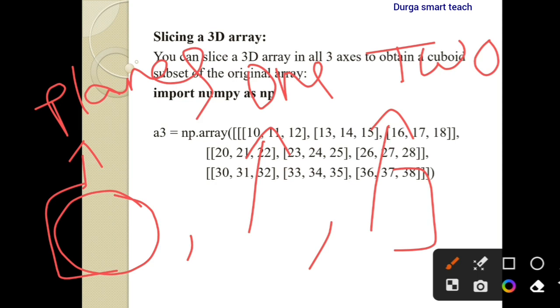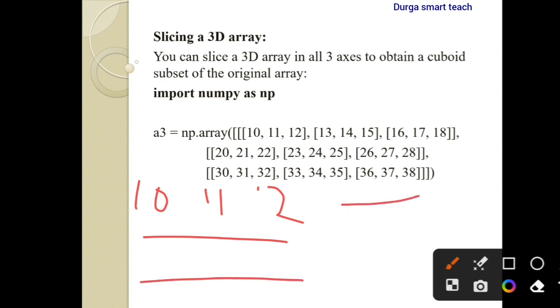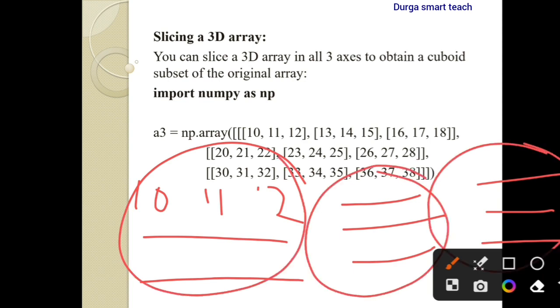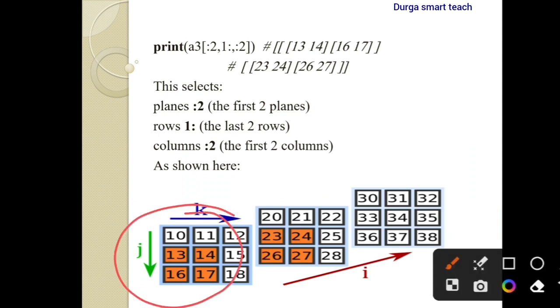Okay, so let's see. Here the array elements are 10, 11, 12, next 13, 14, 15, 16, 17, 18, then 20, 30, and next 20, 23, 26, next 30, 33, 36, like this. Here this is the first plane, this is the second plane, and this is the third plane.